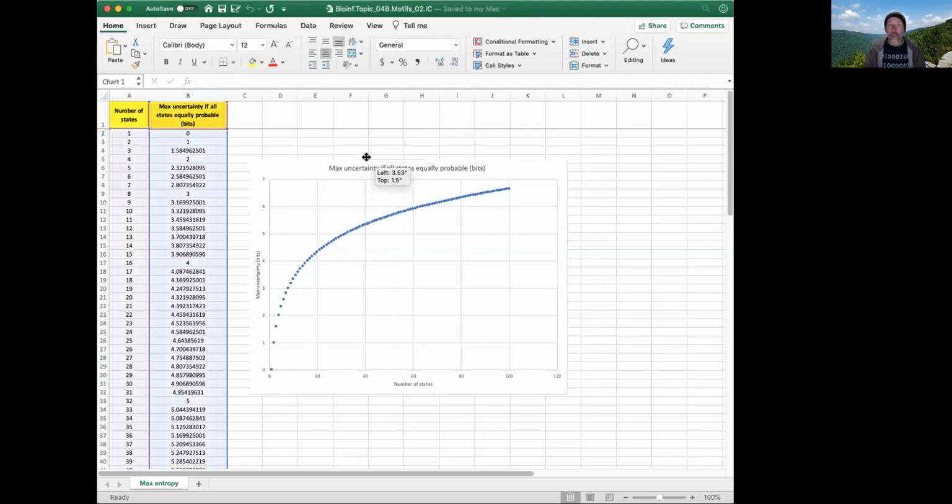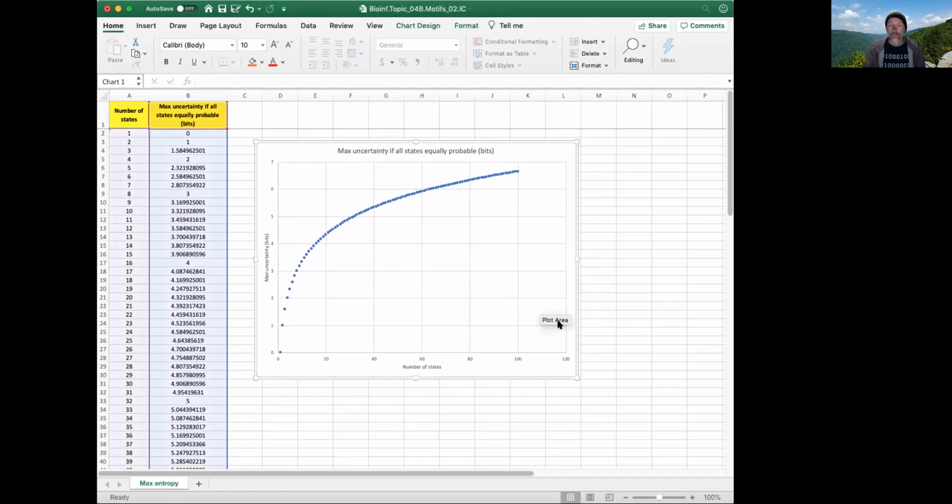And then I've simply graphed it as a dot plot here. As you can see, our number of states increases from 0 to 120 along the horizontal axis. The maximum uncertainty in each of these systems, in bits, is along the vertical axis. Excuse me, my dimensions are mixed up today. And you can see that it increases logarithmically, of course, because this is a logarithmic calculation.